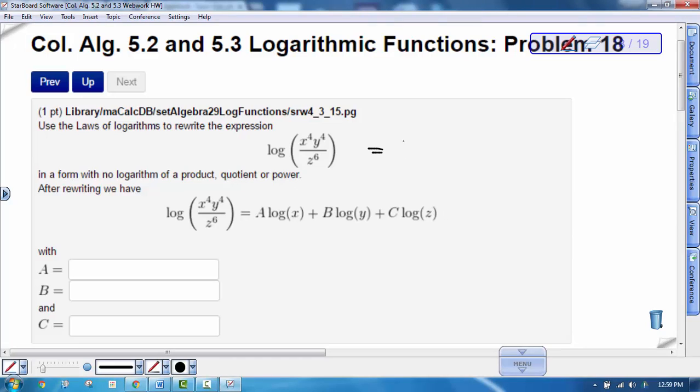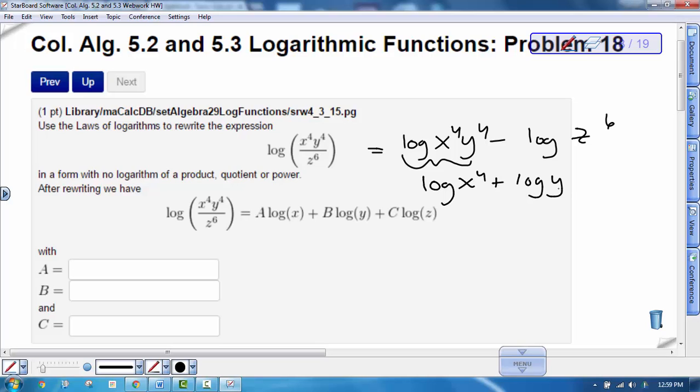So we're going to use our log properties. We have a log property that says that when you're dividing, you can make that a subtraction. So I can take the log of the top minus the log of the bottom. That's our quotient log property. Then we have a log property right here that says we can take the log of two things being multiplied and change that into the sum of two different logs. Log of the first plus log of the second minus log of z to the sixth still.